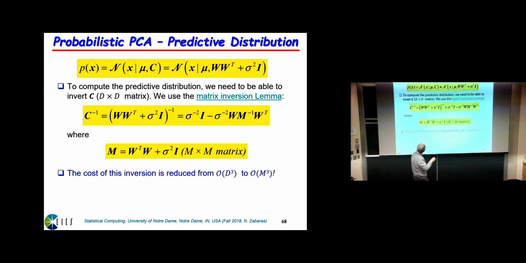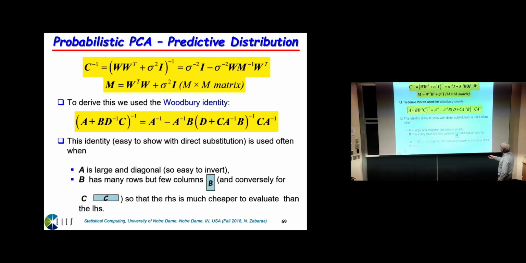The cost of this nice inversion formula is that you're only inverting an M by M matrix, not D by D. If you don't know about the matrix inversion lemma, you're going to be inverting something in 10,000 dimensions when you can do the inversion in 2 dimensions. For those who forgot, this also goes under the name of the Woodbury identity. It looks like that. I gave you different scenarios: A is diagonal, B is a long matrix like that, C is a long matrix horizontally, and if you fit the parameters, you get a nice formula.